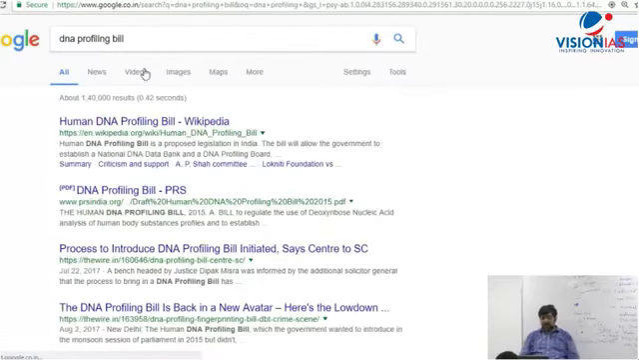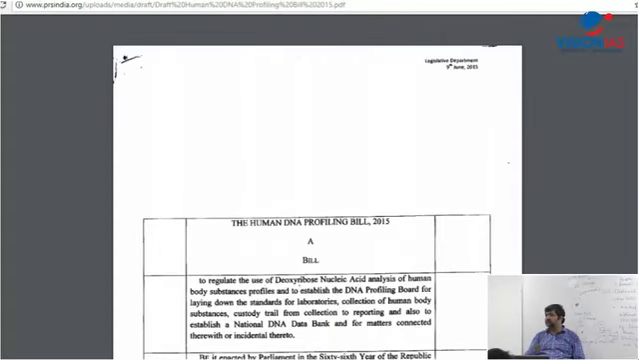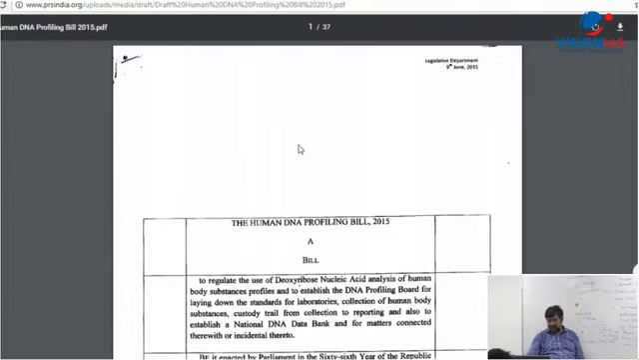So you all know that whenever you have to read about a bill, there is a website called PRS, the legislative research system. Whatever has gone to Lok Sabha or Rajya Sabha, whether enacted, amended, or pending, you'll find all the bills on the PRS website. Now this is the copy which is there on the PRS website.